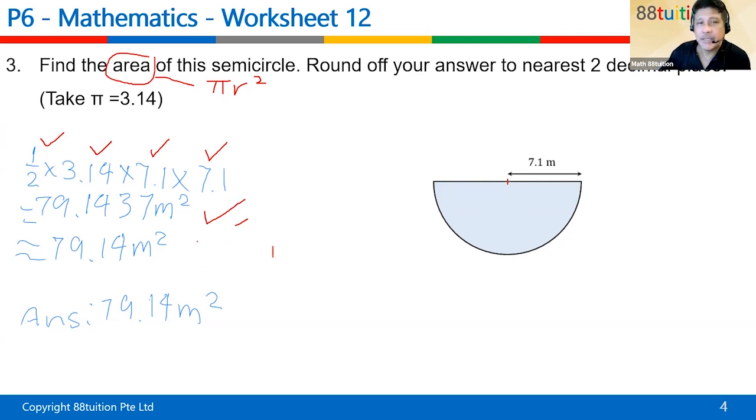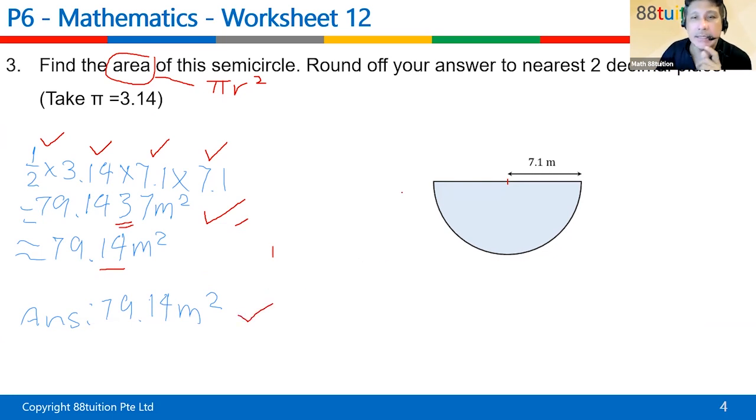Okay, and from here, what happens is you need to round your answer to 2 decimal places, so it became 79.14. Because the 3 is too small, you don't push up. You just keep it as 79.14.